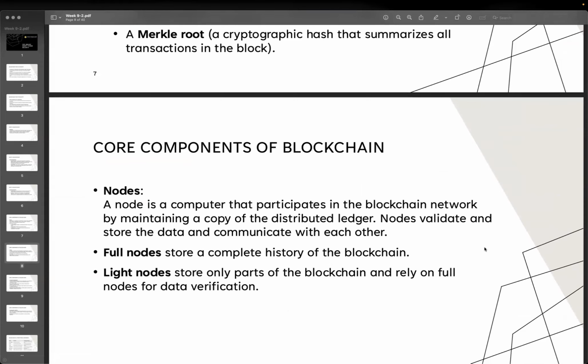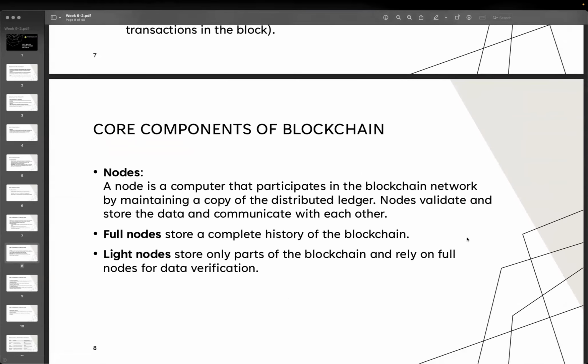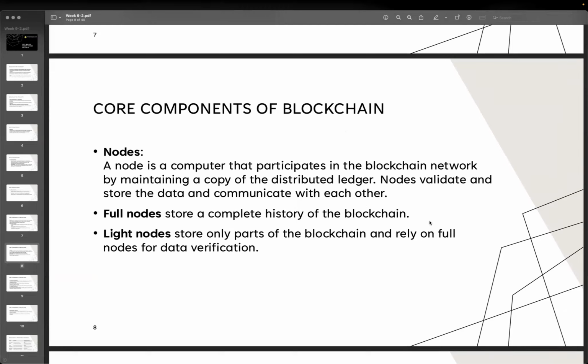So after we have all these blocks, the core components of the blockchain, we say, are the nodes. Okay. Sometimes we say nodes will be the computers or some devices that participate in this blockchain network. So they can maintain a copy of the distributed ledger. Those nodes will validate and store the data and communicate with each other. So we call it networking.